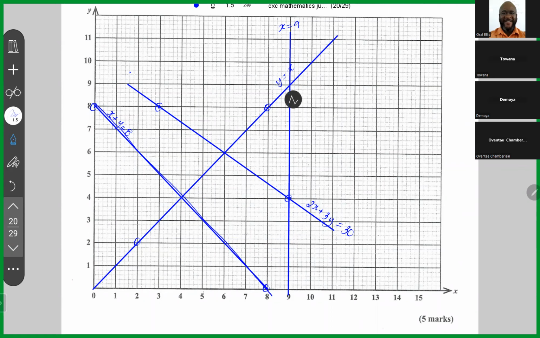Everywhere on that line, x plus y is equal to 8. Above the line, x plus y is greater than 8. Below the line, x plus y is less than 8. Now, I want the region where x plus y is greater than 8. So I'm talking about a region that is above that line.